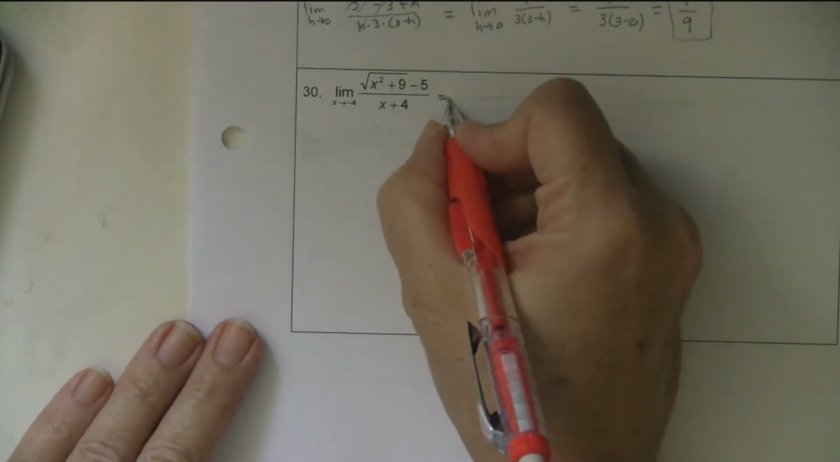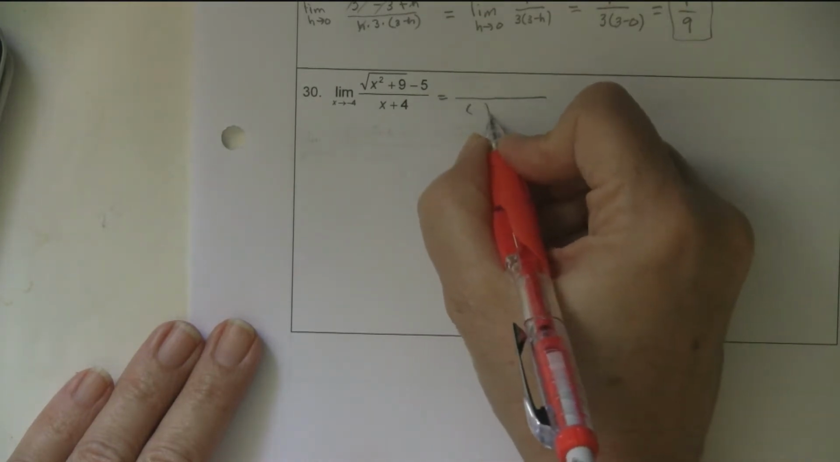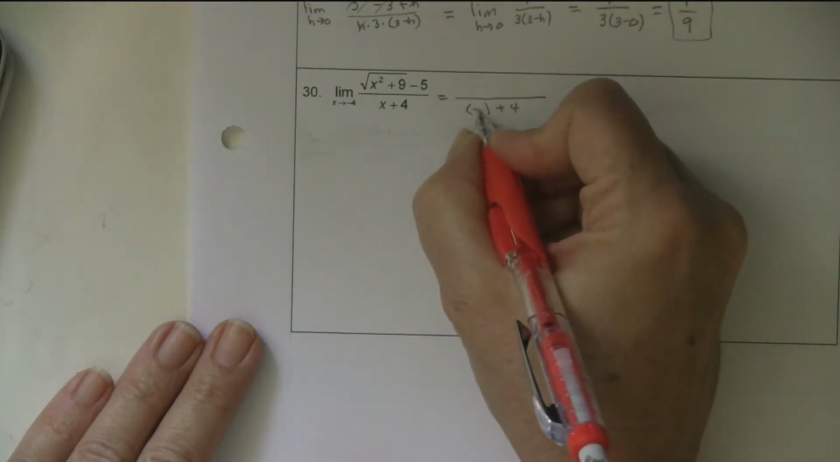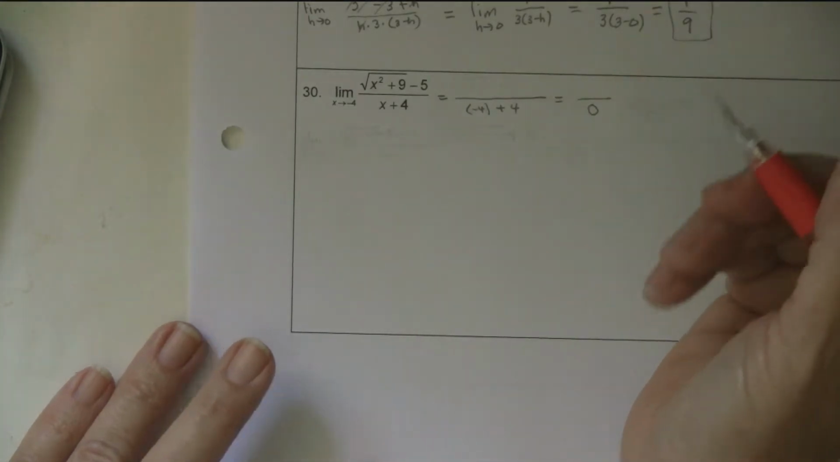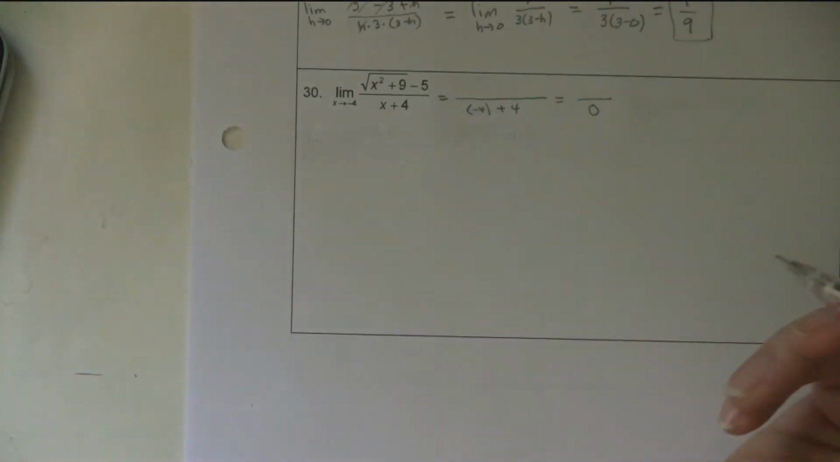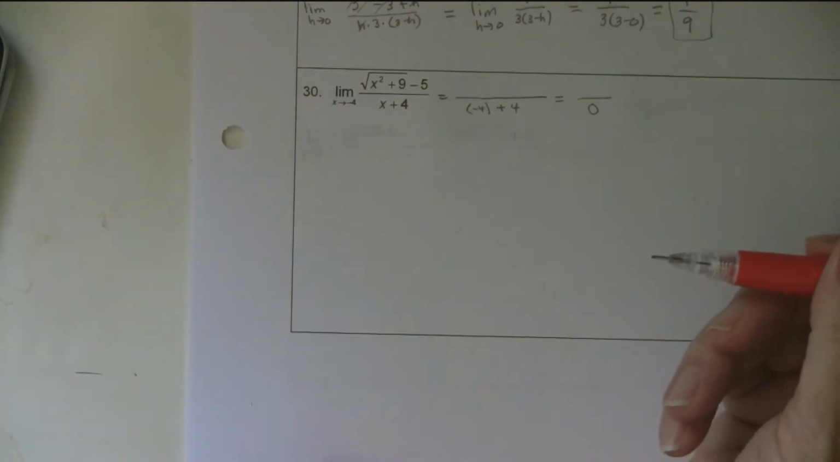When I look at this problem, I can't help but notice immediately that the denominator is 0. So if I was to substitute in, that tells me that the substitution method isn't appropriate. I have to do something else besides just substituting to find this limit.